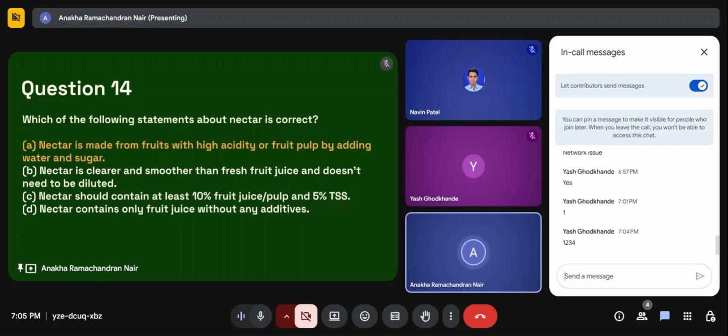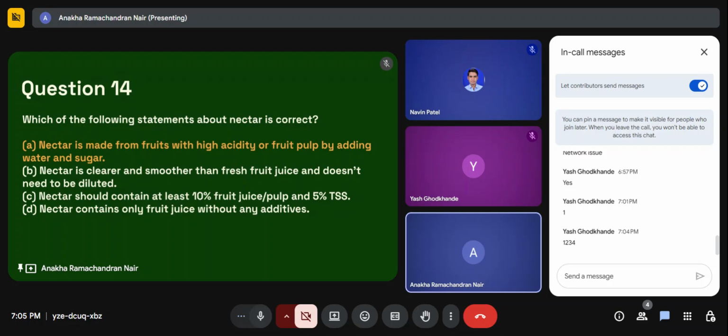So peach itself doesn't have a lot of water content as such. So a juice of peach is far better than that. You will have fruit juice or the crushed fruit, and you will add water and sugar to it to get the nectar, right? Option 2 says nectar is clearer and smoother than fresh juice and doesn't need to be diluted. So nectar is actually thicker than fruit juice, and needs to be diluted down.